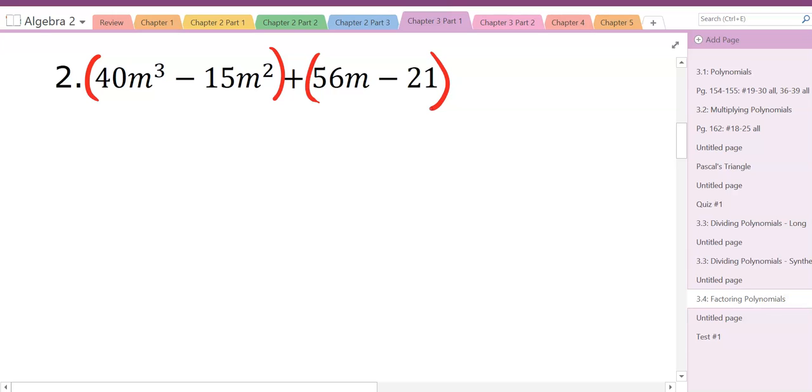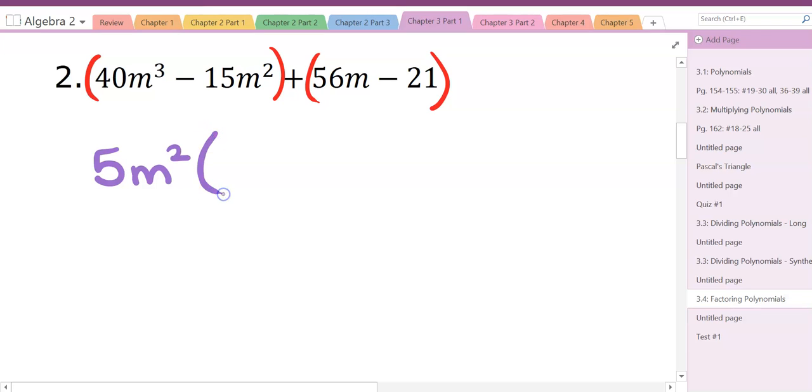So 40, 15. What's a number that can go into both, that I could divide them both by? 5. How many m's can I take out? 2, because the first one has m to the third, the second one has m squared. So I should be able to take out m squared.